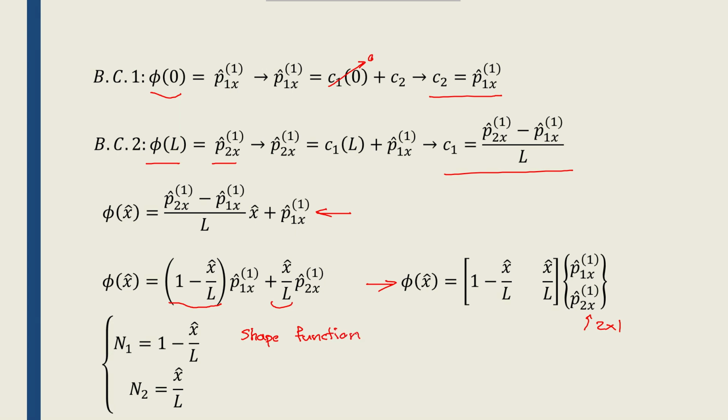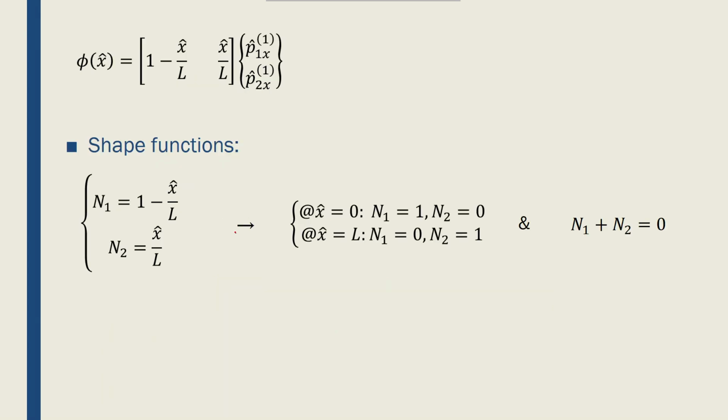So we have 2 shape functions which have the same properties as they had in the structural analysis. At x equals 0, n1 becomes 1 and n2 becomes 0. At x equals L, n1 becomes 0 and n2 becomes 1. And the summation of n1 and n2 is 1. So we have found the shape functions. Next, we can move on to find the stiffness matrix of a 1D fluid flow problem.